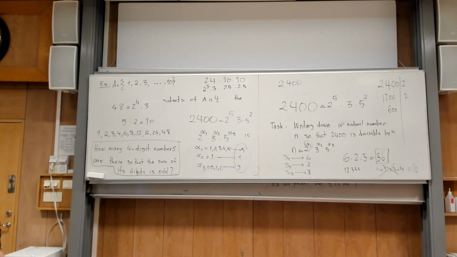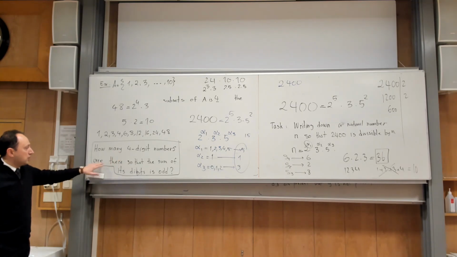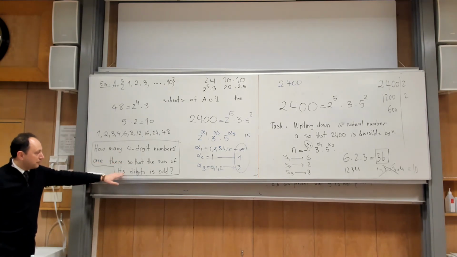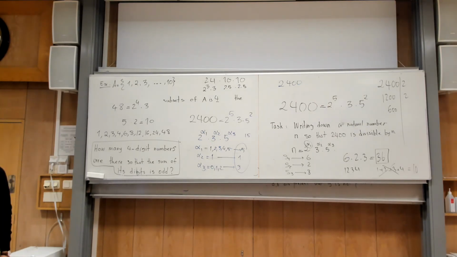Okay, the people at home, you understand the problem, yes? So I want to pause so you will not be able to see it. The question is that how many 4-digit numbers are there so that the sum of its digits is odd? I will pause the video now.